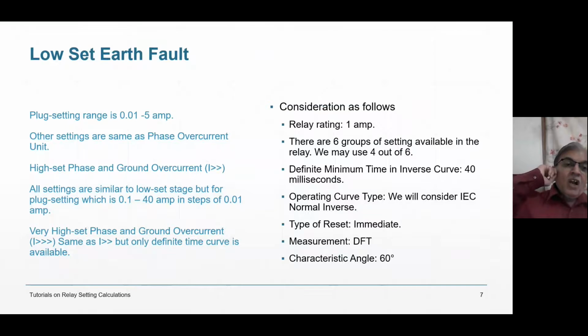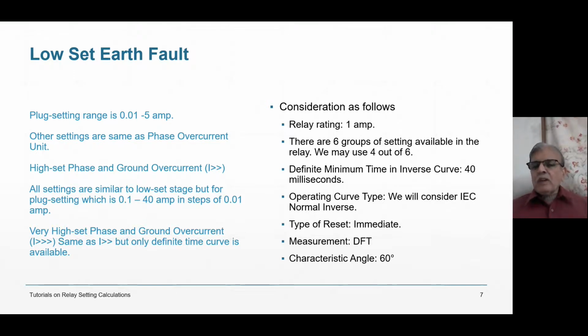Going further, for earth fault, instead of 5% to 500%, it is 1% to 500%. That is 0.01, 10 milliampere of sensitivity is available. Other settings are the same as phase over current relays. High set is also available, I double greater than. Very high set, I triple greater than, is also available. What we consider in our example today: relay rating 1 ampere and 5 ampere both available, but we will consider 1 ampere.